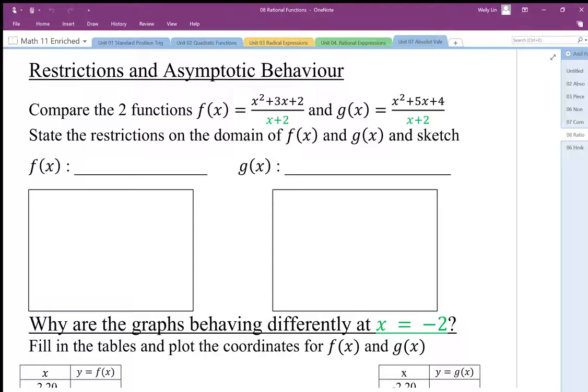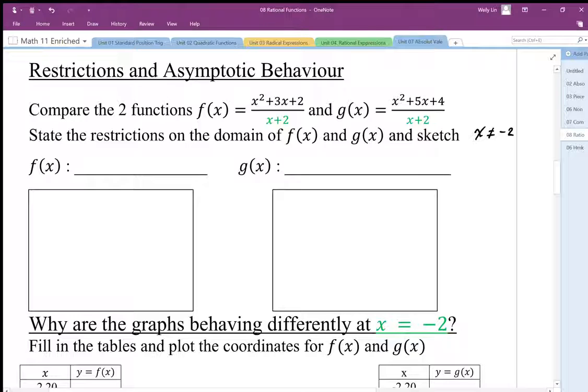Domain restrictions on x and what's happening when we divide by 0. So we're going to compare two functions, f of x and g of x, and they both have a divide by x plus 2. So their restrictions are both going to be x is not equal to negative 2. They both have the same restriction, but they're going to behave slightly differently at those restrictions. So f is going to be a little bit different than g.